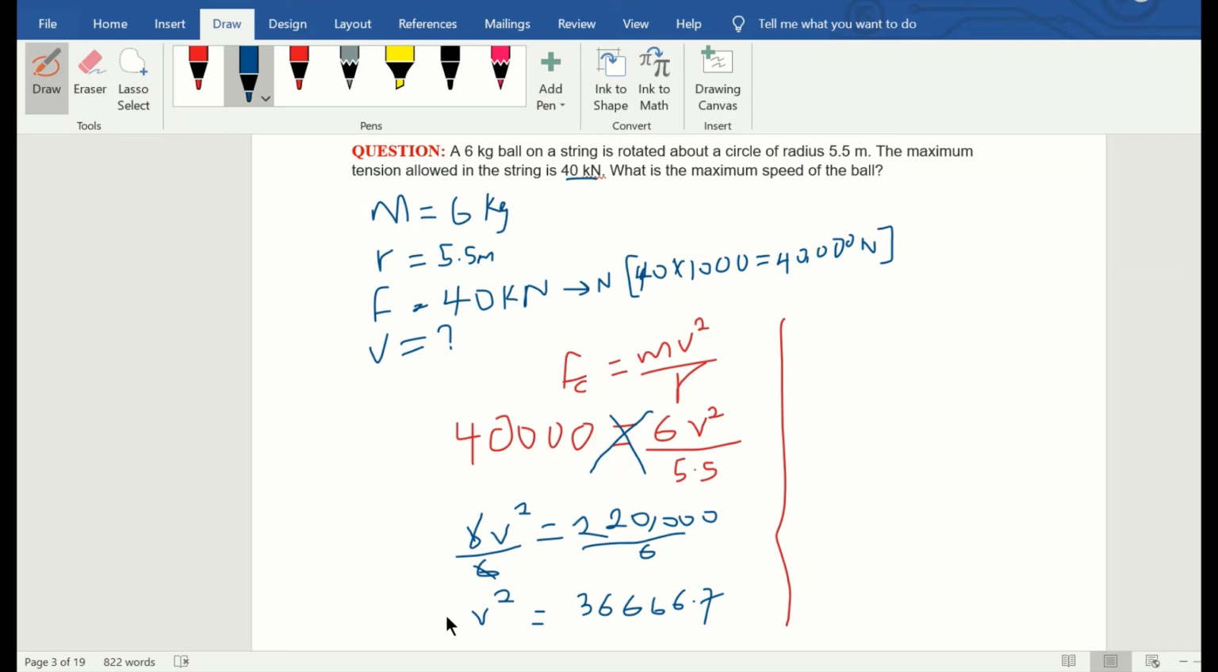So what next? To get my speed, or the maximum speed of the ball, I have to take the square root of both sides. So the square root of v squared and the square root of this side. Now, from your math classes, from indices, you know that the square root of v squared is v, and the square root of 3666.7 gives us 19.15, approximately 19.2 meters per second. So this is the maximum speed that the ball requires to move around the circular path.